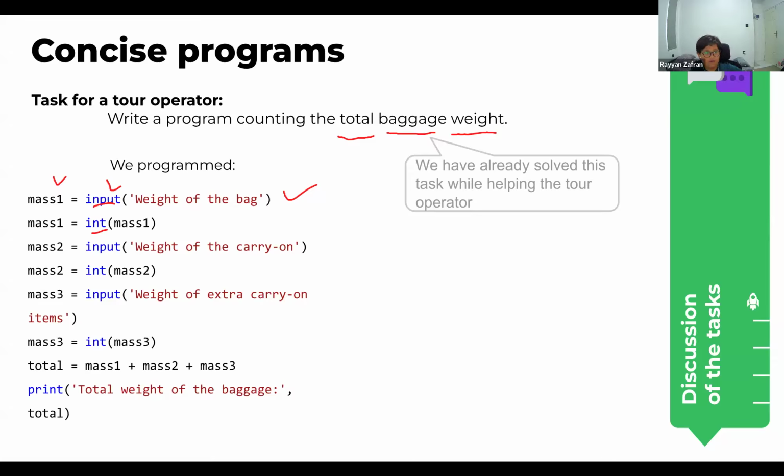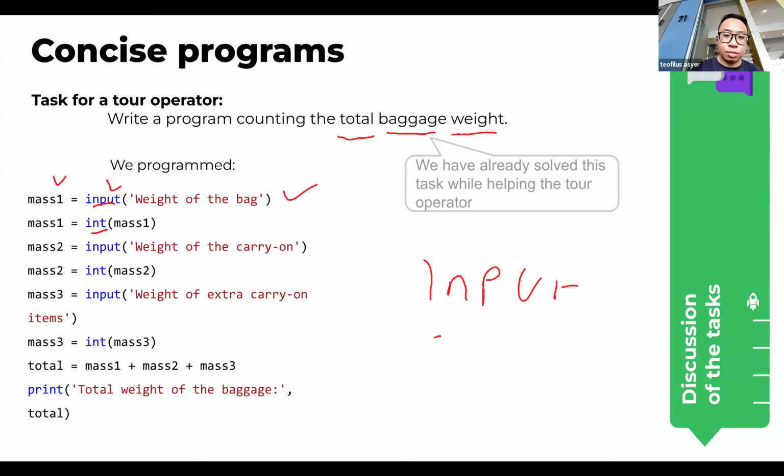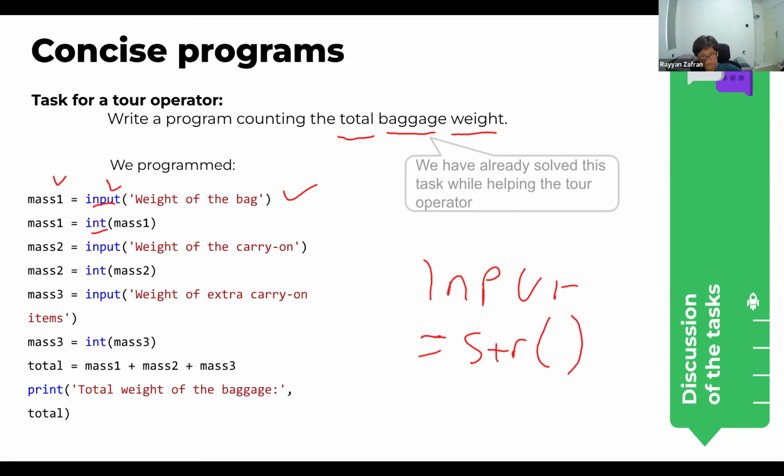I don't know. Because if you remember, the input function always has output as a string, right? Yeah. And you cannot count math with string, right? Yeah. You have to change the data type into integer. Yes, that's why you have to change it with this function. So it's going to be mass1 equals integer, and then brackets with mass1 input again. You got it? Yeah. So this is to change the data type.